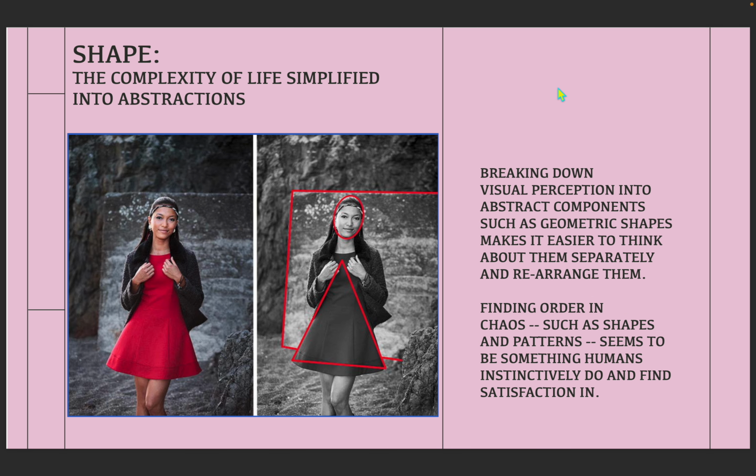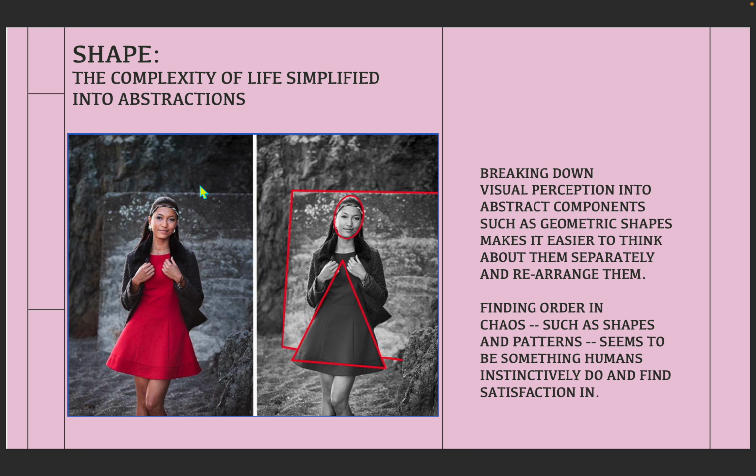One of the reasons that we think about things in terms of shape is to break down the complexity of life, to simplify it into abstractions. So on one hand, this is visually breaking down perception into abstract components, such as geometric shapes. It makes it easier for us to think about them and rearrange them.